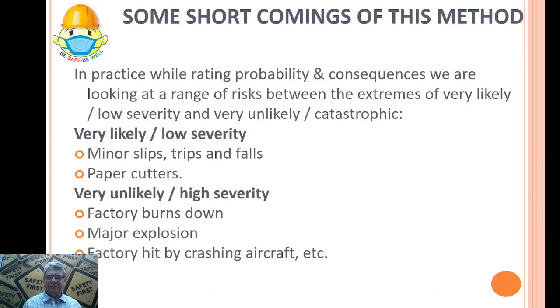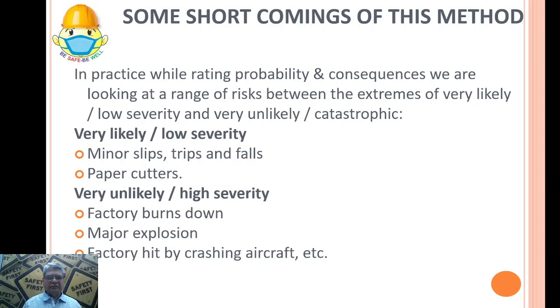But at the same time it has its own problems. Please try to understand two situations. Where the probability is very likely but the severity is low, our rating comes to 5: very likely 5 and low severity 1. So 5 into 1, 5.